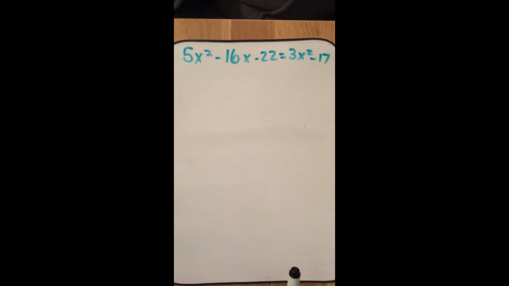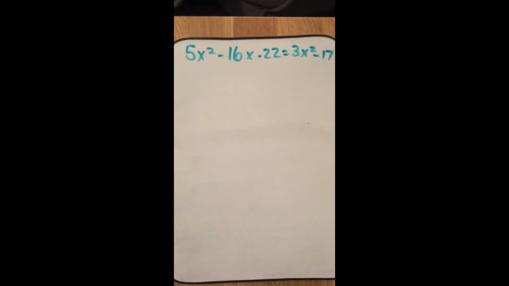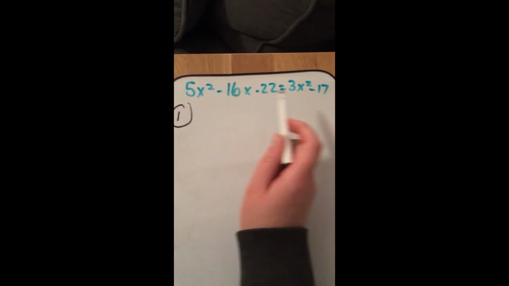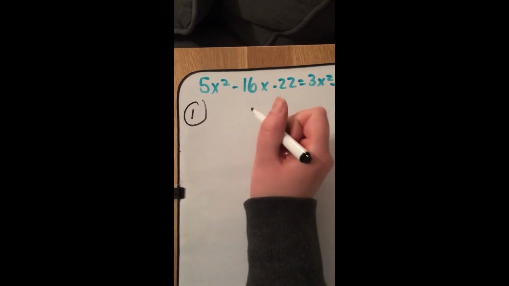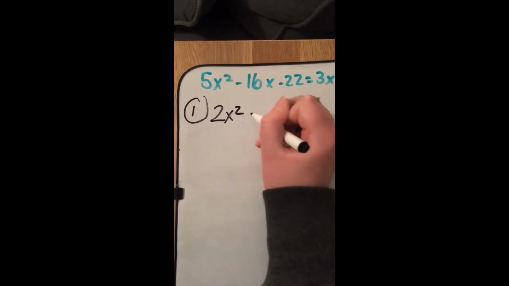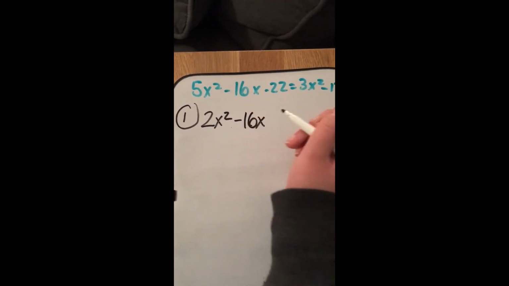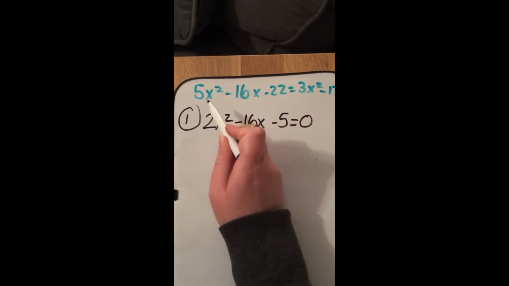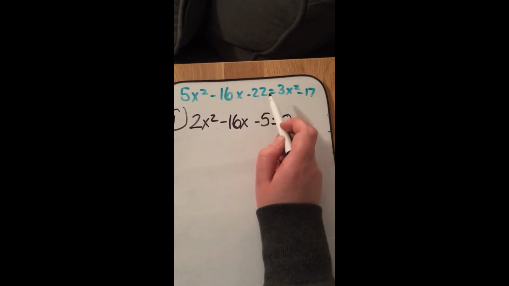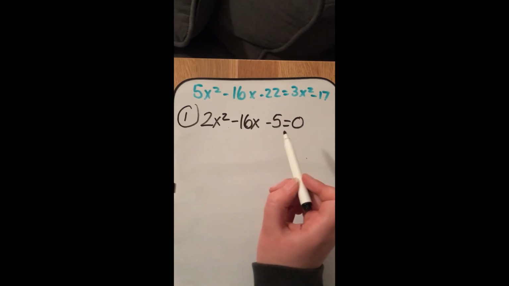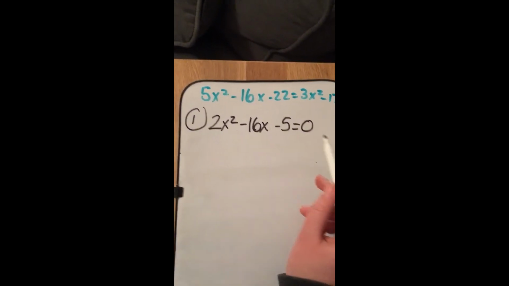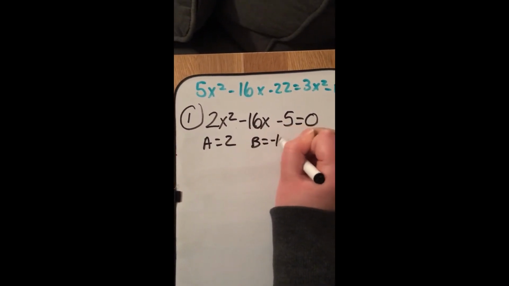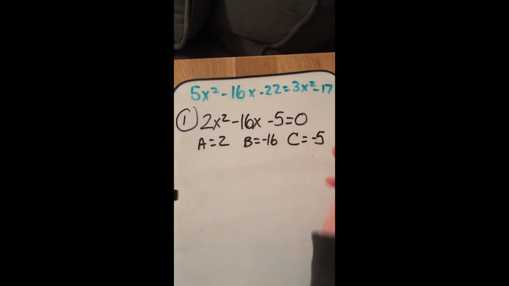So let's look at a different problem now. First thing we have to do is put this into standard form. We end up with 2x squared minus 16x minus 5 equals 0, because remember we just did 5x minus 3x squared, and negative 22 minus 17. Oh sorry, plus 17. It's negative 5. So we know that a equals 2, b equals negative 16, c equals negative 5.